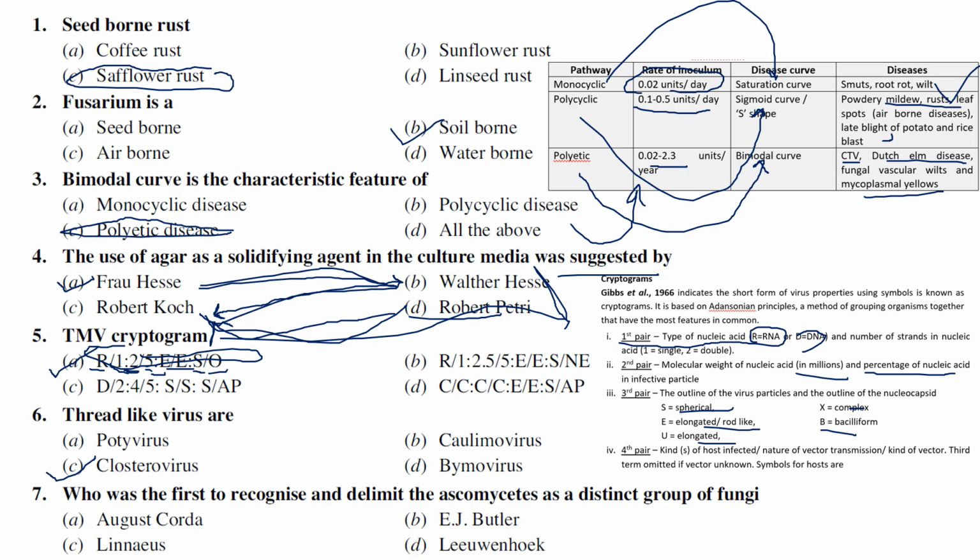These are all closteroviruses, and they are also the longest. Who was the first to recognize and delimit the ascomycetes as a distinct group of fungi? August Carda, E.J. Butler, Linnaeus, Leeuwenhoek. Actually, this was first observed by August Carda, where he delimited the ascomycetes as a distinct group of fungi. Now we know that ascomycetes are one of the largest groups of fungi, which contains thousands of fungi, right?